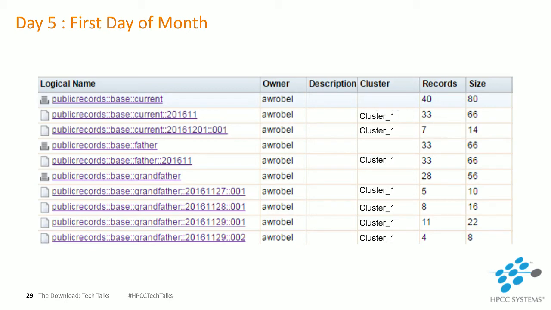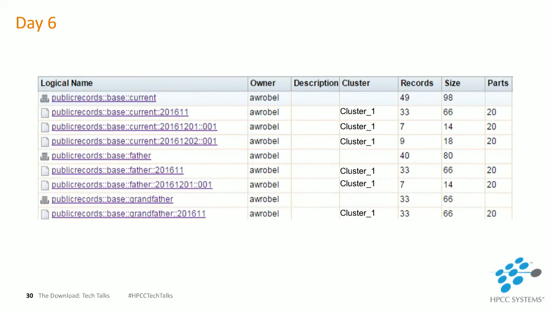And again, all the while, every build, the rollback capability is maintained. So we get on to the second day of the month, and you can see that now the father has lost some files, but it now contains the rolled up month file for November in it.